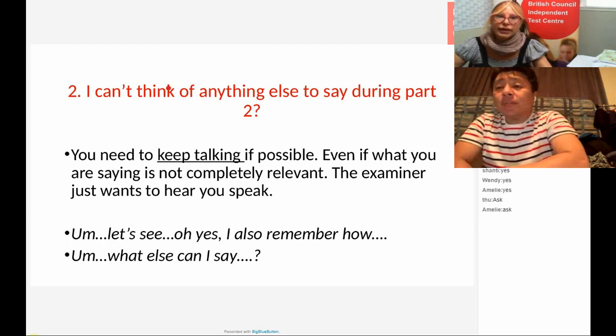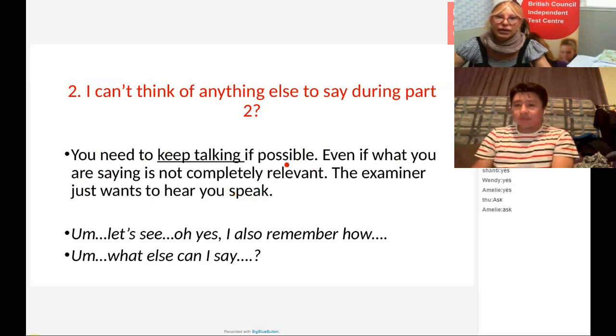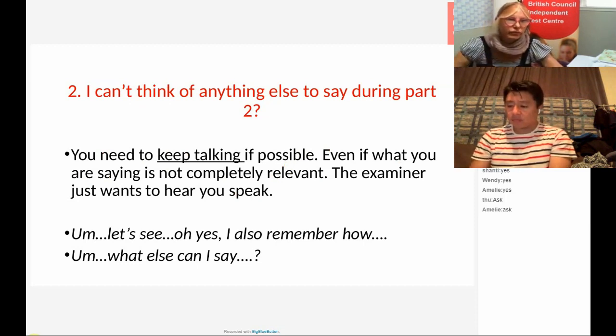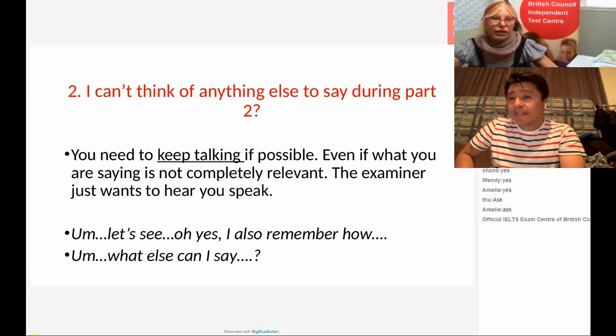Okay, what happens if, next scenario, I can't think of anything else to say during part 2? You shouldn't stop talking. You need to keep talking if possible. Even if what you are saying is not completely relevant, the examiner just wants to hear you speak. So why does it matter if it's not completely relevant? Why do you think it's okay if what you're talking about is not relevant? Is it okay to say irrelevant things? That's my question to you.